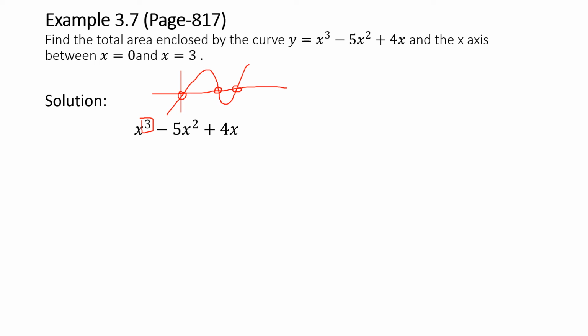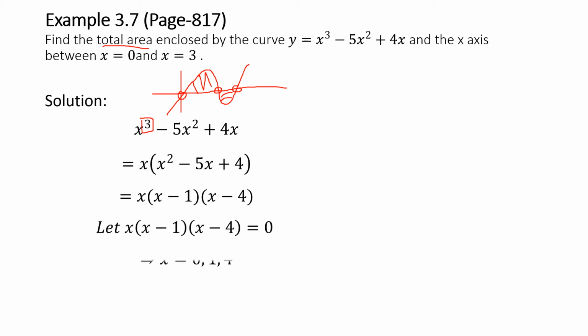So first of all, we should find these points, then we can find this lower area, because they are asking for the total enclosed area. So some area is above the axis and some area is below. So take out x common, then factorize it, and then x has 3 values. So 0, yes, this is 1, this is 4. Okay.